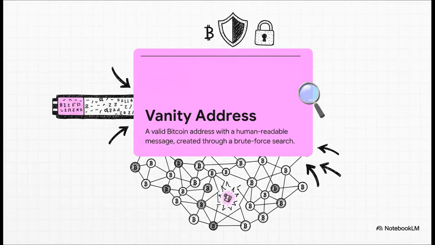Okay, so what in the world is a vanity address? Well, think of it like this. It's a totally real, 100% functional Bitcoin address, but it starts with a custom word or phrase that you can actually read. The magic trick here is how you find one. It's all done through what's called a brute force search. Basically, it's like a computer playing a digital lottery millions of times a second, hoping to hit your lucky numbers.